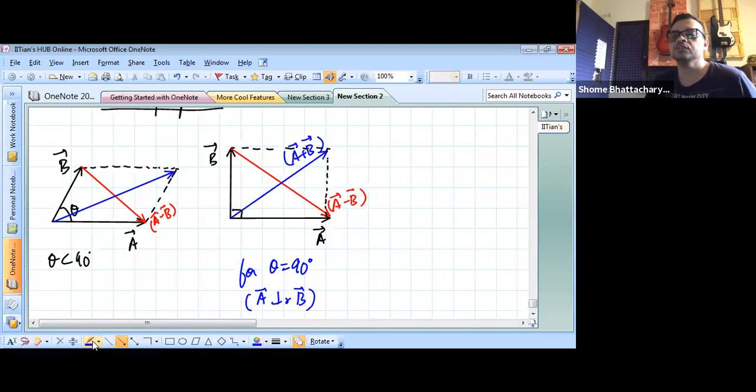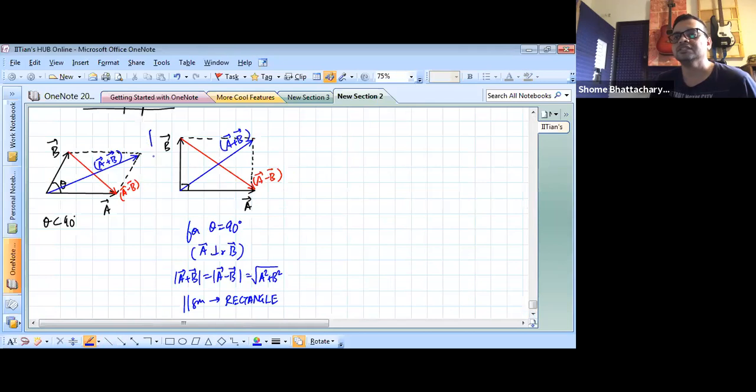So instead of worrying in the formula about, okay, cos theta is positive, so A plus B will have a positive term, A minus B will have a negative term and all that, you don't have to do that. You can just understand from the geometry of the shape only that for theta less than 90, or acute angle, A plus B is greater in length compared to A minus B.